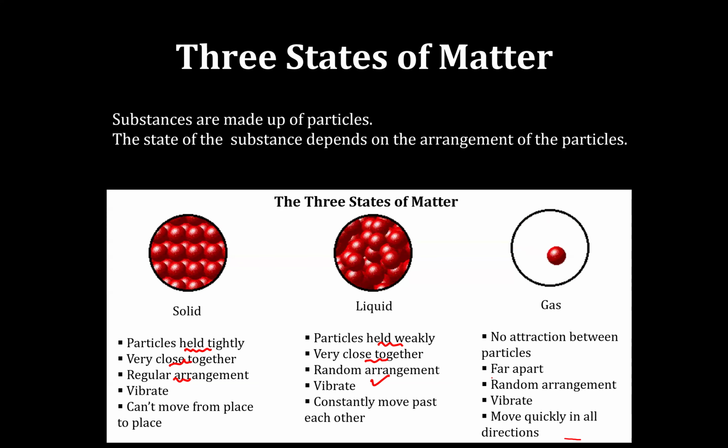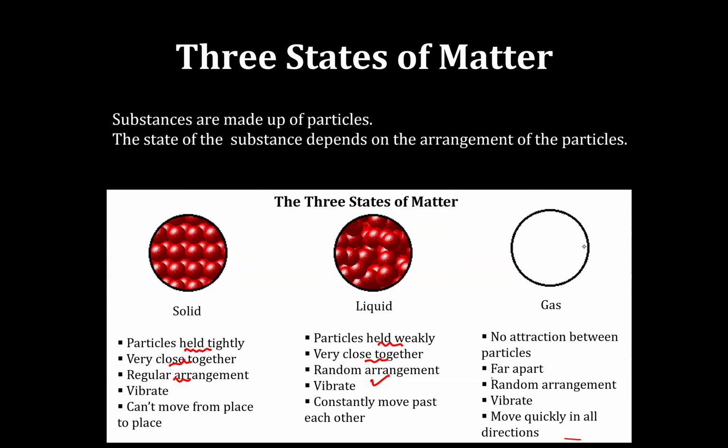So gas is different. Gas has no attraction between particles. They are very, very far apart, in a random arrangement. They also vibrate. They move quickly in all directions, like what you just see in this image. Obviously, you cannot see these kinds of things with your eyes. You only need a very, very advanced microscope to see this.